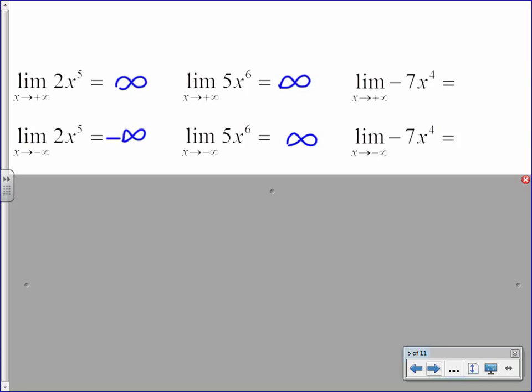The limit as x approaches infinity of negative 7x to the 4th. And our right side is going to be falling because we have that negative leading coefficient. We have an even degree, so what's true about the left side? It's also falling, okay? This is basically the leading coefficient test. It's just using limits instead of the other notation.